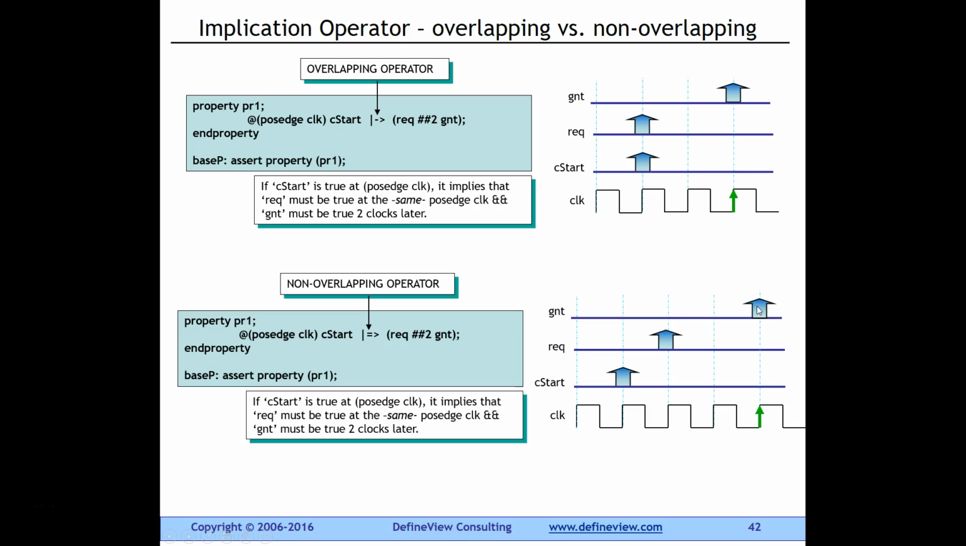And the word sample is important. I won't use the word detect, sample, because you will see what sampling means at the sampling edge in the preponed region. We haven't covered that yet. So just keep that in your back pocket. So here, that's the difference between overlapping and non-overlapping. Overlapping is where the consequent starts at the same clock edge, while non-overlapping is where the consequent starts at the next clock edge.